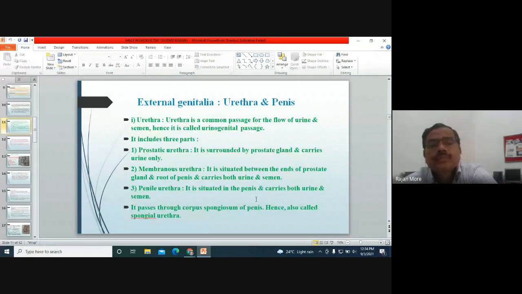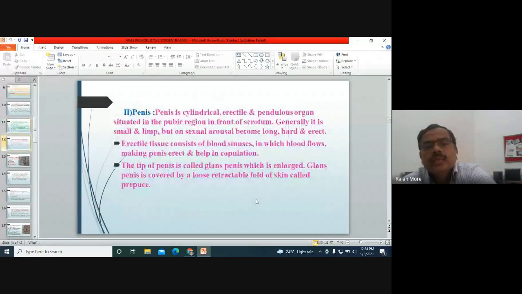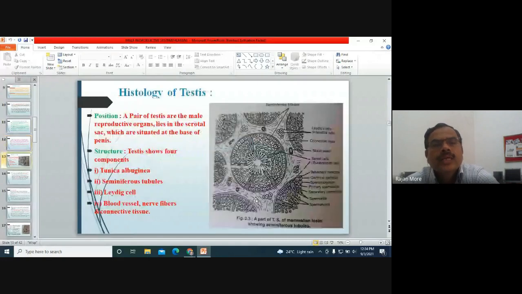Then the penis is a cylindrical, erectile, and copulatory structure, which is actually used to transfer the semen into the female genital tract, that is into the vagina.